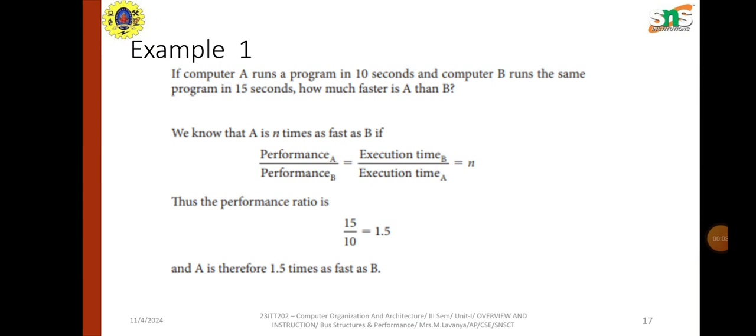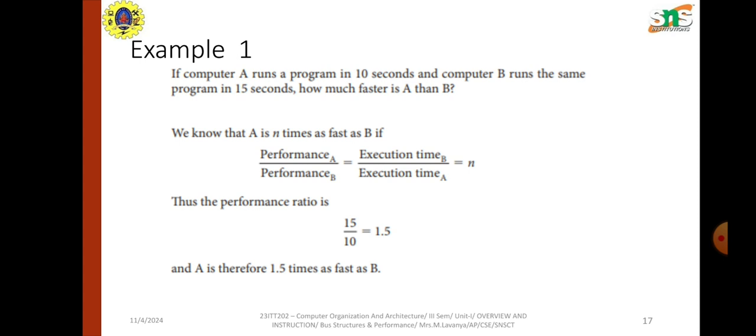This is the continuation of performance in this problem. If a computer A runs the program in 10 seconds and the computer B runs the same program in 15 seconds, we have to determine how much faster system A is than system B. We know the formula: the performance of A by performance of B equals the execution time of B by execution time of A. Whereas we have seen in the formula as X and Y, it is replaced as A and B for this problem.